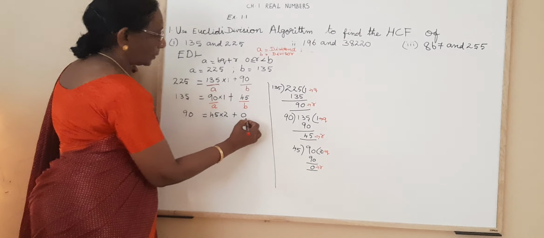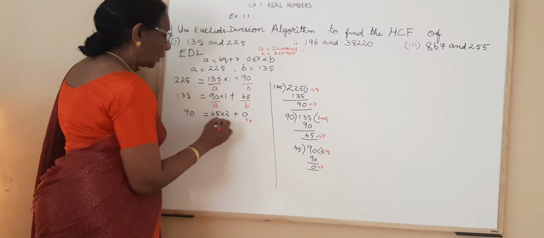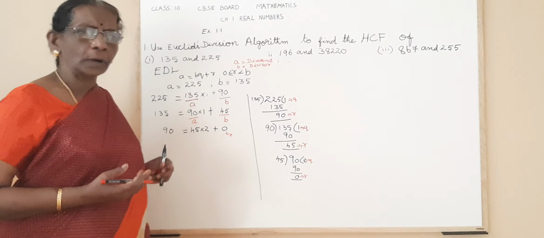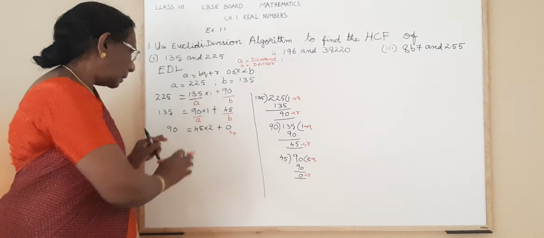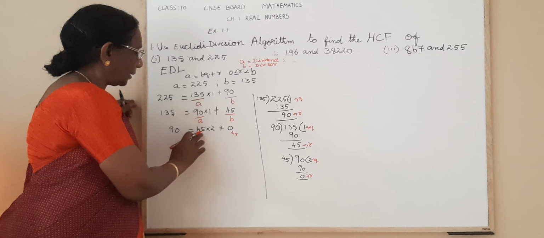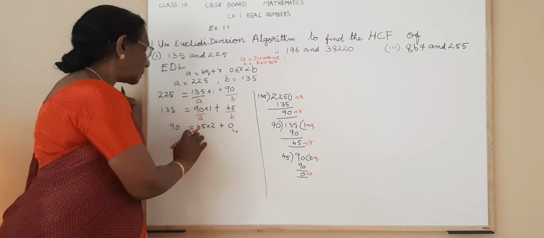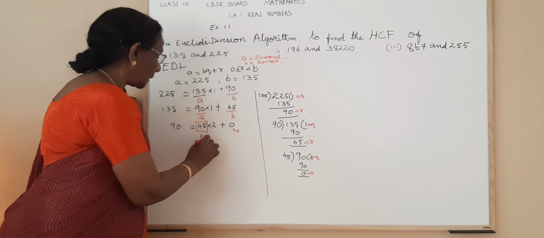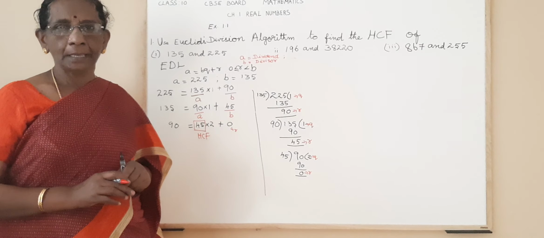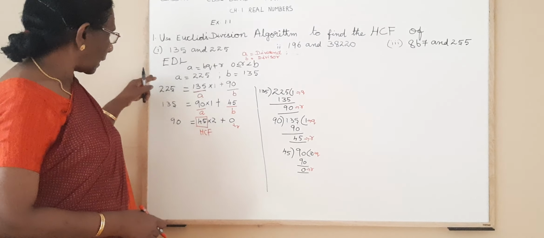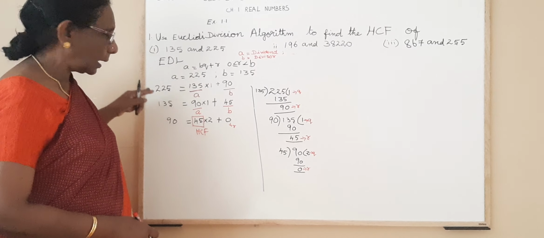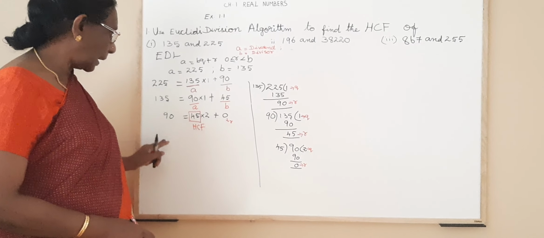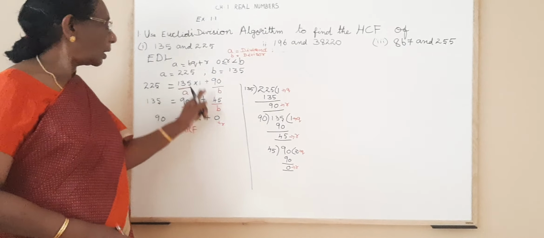So the last remainder we got is 0, so we can stop the steps. We got the highest common factor. What is the highest common factor of the given numbers? The last B, the last divisor. In A = BQ + R, the last divisor, 45, is the highest common factor of the given numbers. Have you understood now? So we have used Euclid's division lemma. How many steps? 1, 2, 3 steps. We need 3 steps to find the highest common factor of the given numbers.